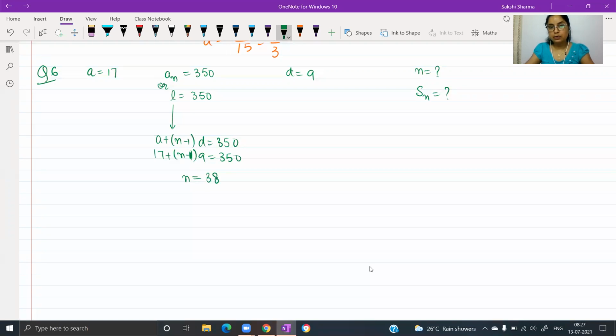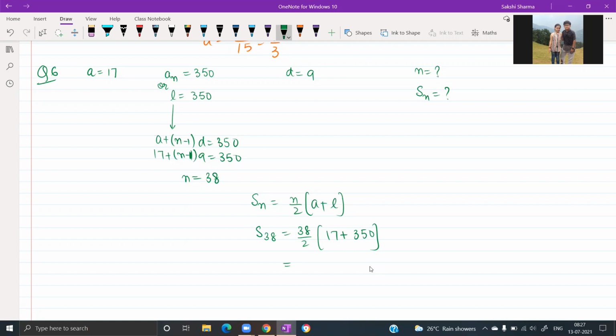And then we have to find out Sn. We are using the formula n by 2, a plus the last term. So S38 will be equal to 38 divided by 2, the first term plus the last term. What's the answer for the sum? 6973. Check your calculations.